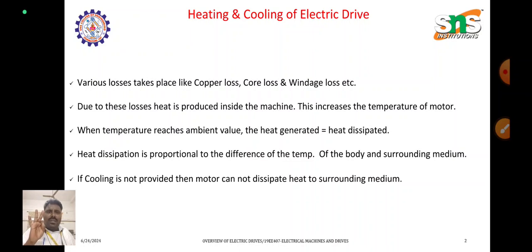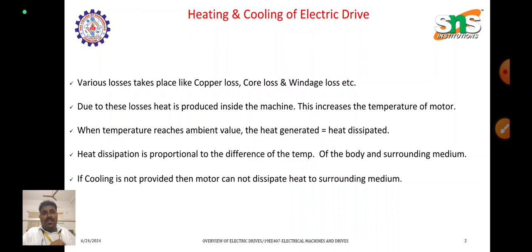When the temperature reaches the ambient value, the heat which is generated is equal to the heat dissipated. Once it reaches the ambient value, the further heat will be dissipated to the surrounding medium. The heat dissipation is proportional to the difference of temperature between the body and the surrounding medium. According to the law of thermodynamics, heat is always transferred from the hot body to the cold body, not from the cold body to the hot body.